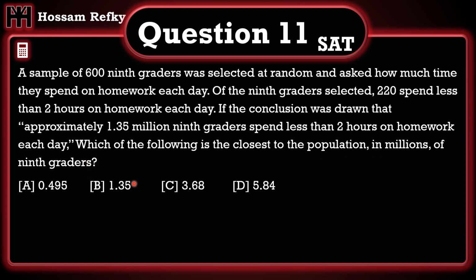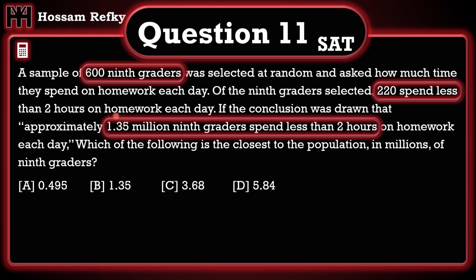Okay, so here let's make the table. It's 600, it's the sample, it's not the population. And here 220 spent less than 2 hours on homework, from this sample. And here 1.35 million spend less than 2 hours. So this is the part of the population that spends less than 2 hours, the real population, not the sample.